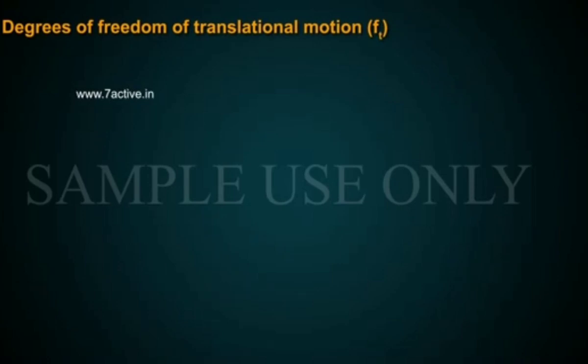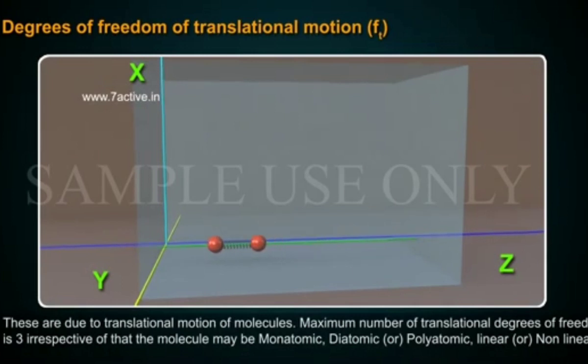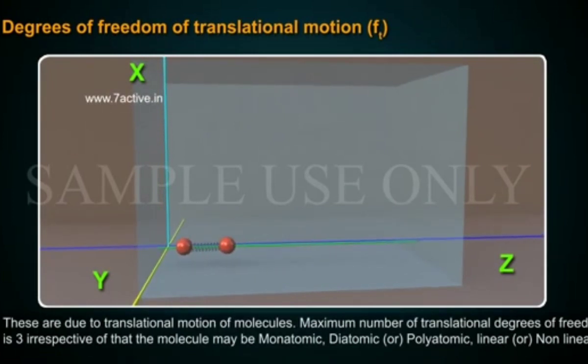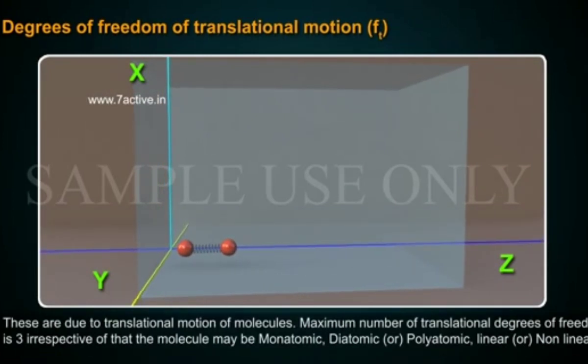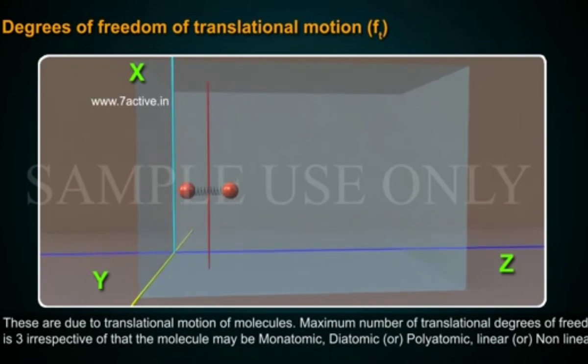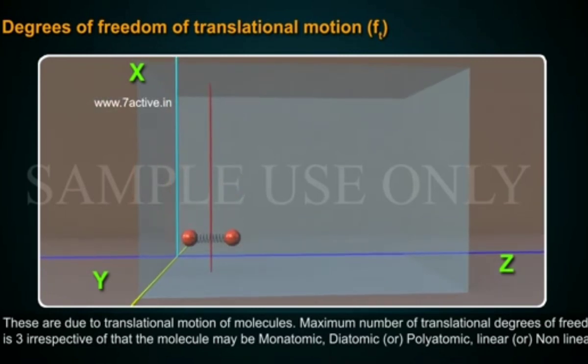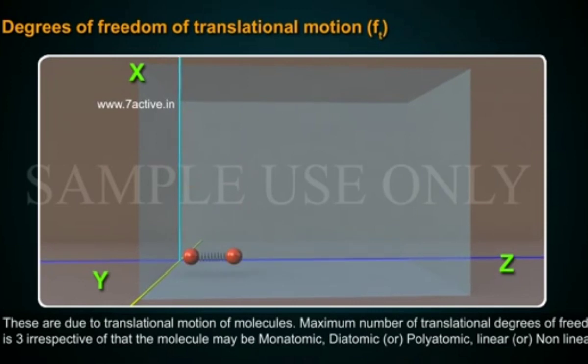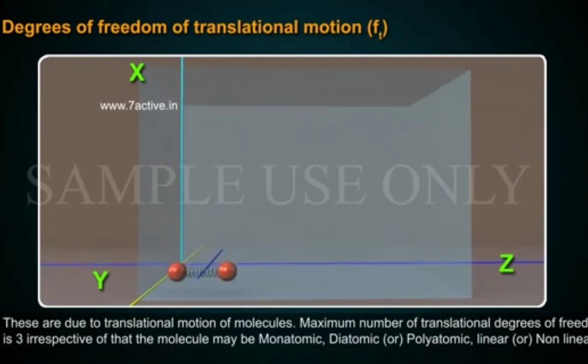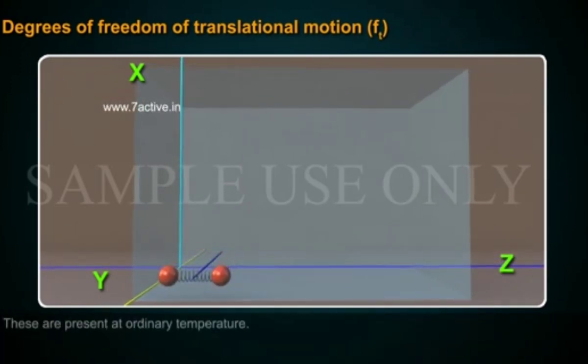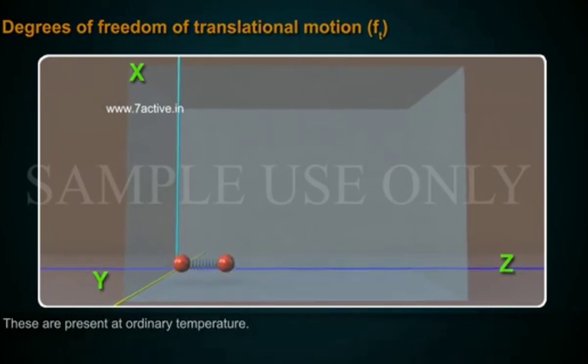Degrees of freedom of translational motion, Ft. These are due to translational motion of molecules. Maximum number of translational degrees of freedom is 3, irrespective of whether the molecule is monatomic or polyatomic, linear or nonlinear. These are present at ordinary temperature.